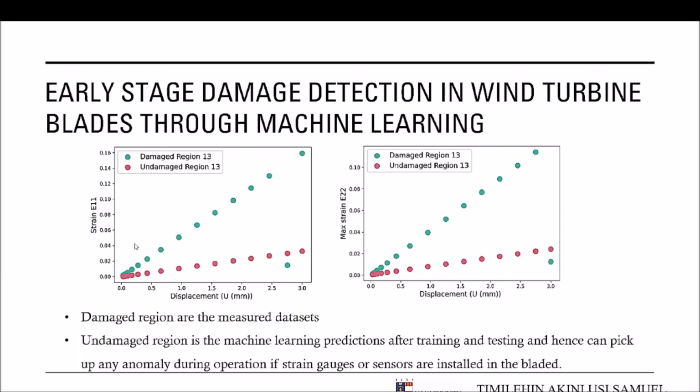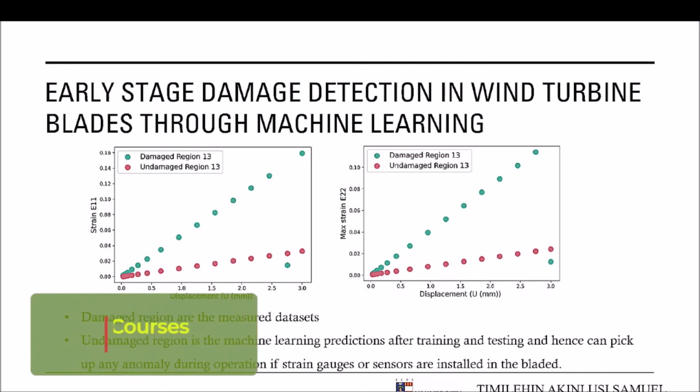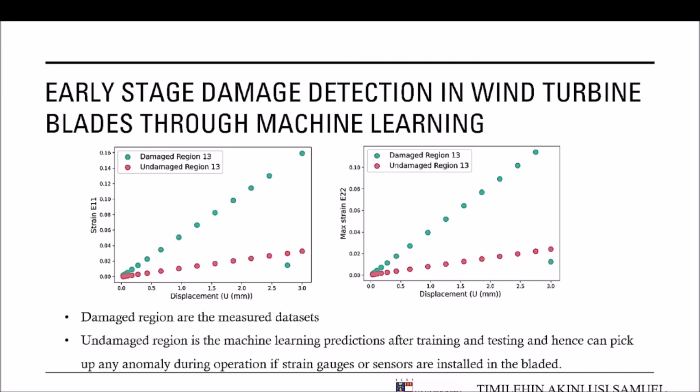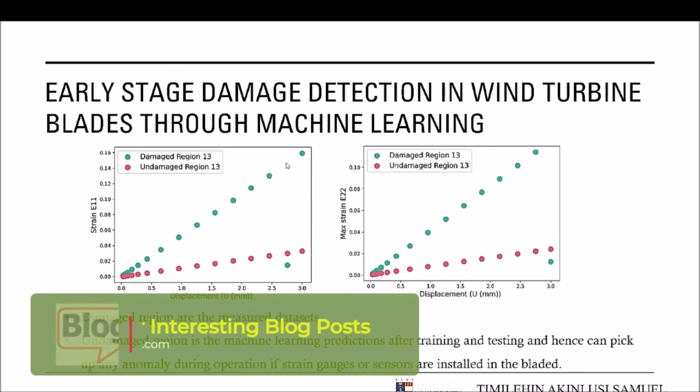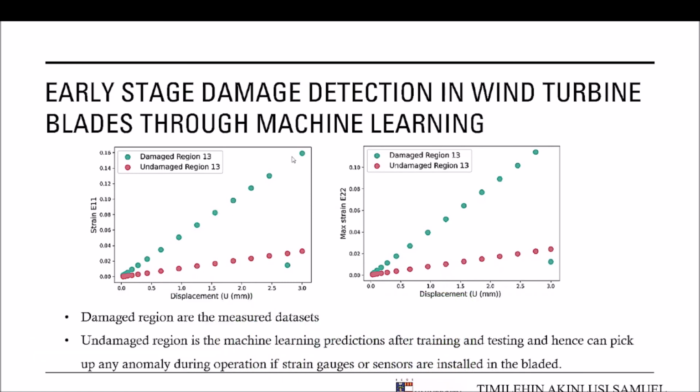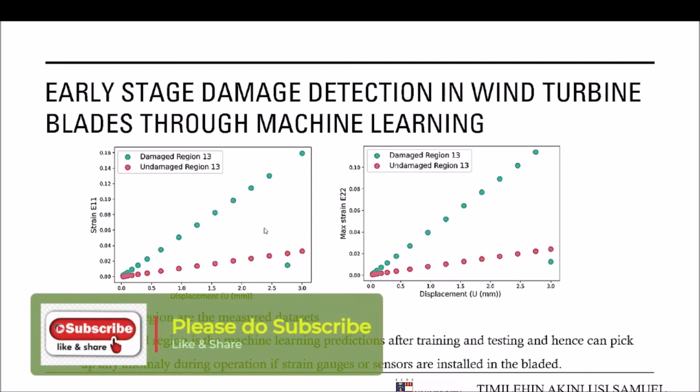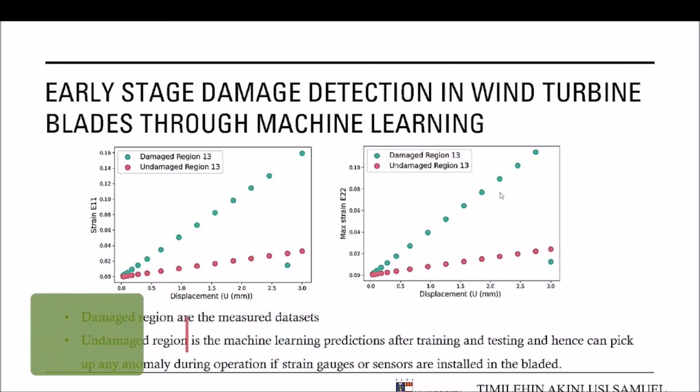So again, in this case, what we did was, let's say your wind turbine is operating in a certain environment, and if there is a damage in the wind turbine blade, and if you have some sensors which can measure any anomaly or which can measure the strains, for example, in this case, then machine learning can predict the undamaged strains, and the damaged strains which are measured from the damaged blade through sensors or strain gauges are compared with each other after training and testing, and we can see that the system can detect anomaly in different regions if there are any. So we basically use it.